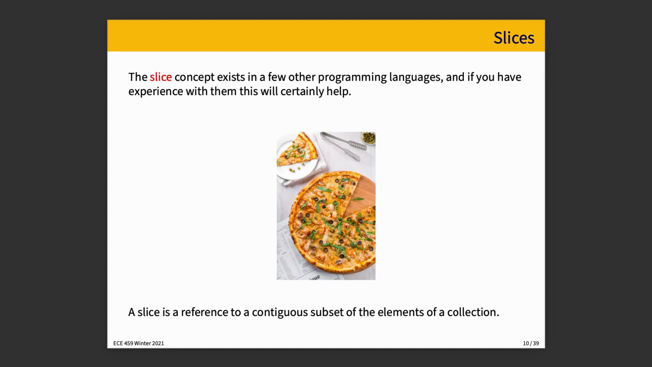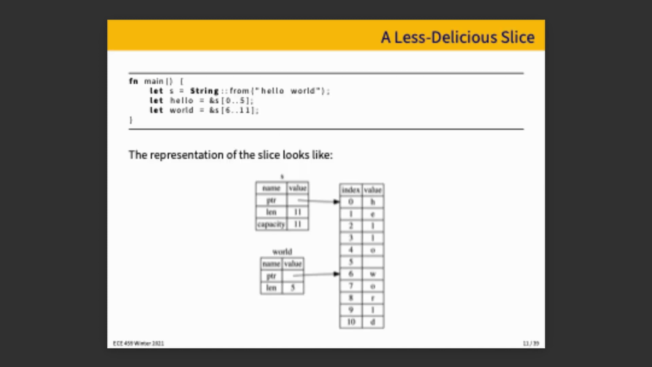All right, what about a slice? The slice concept exists in a few other programming languages. If you've written something in Go, you might be familiar with the idea of a slice, and if so, that will certainly help. But if not, they're not super difficult. A slice is a reference, yes, a reference as in the kind of reference we just talked about in ownership rules, to a contiguous subset of the elements of a collection. This is what you do if you need a part of an array, a typical example of that being a substring of an existing string.